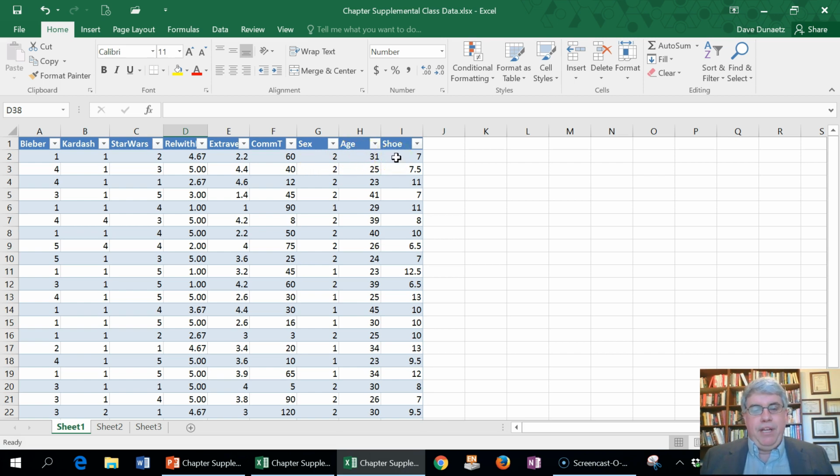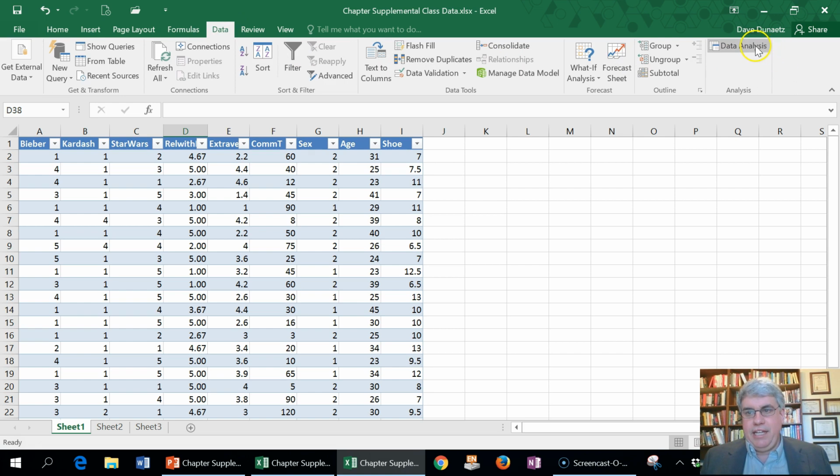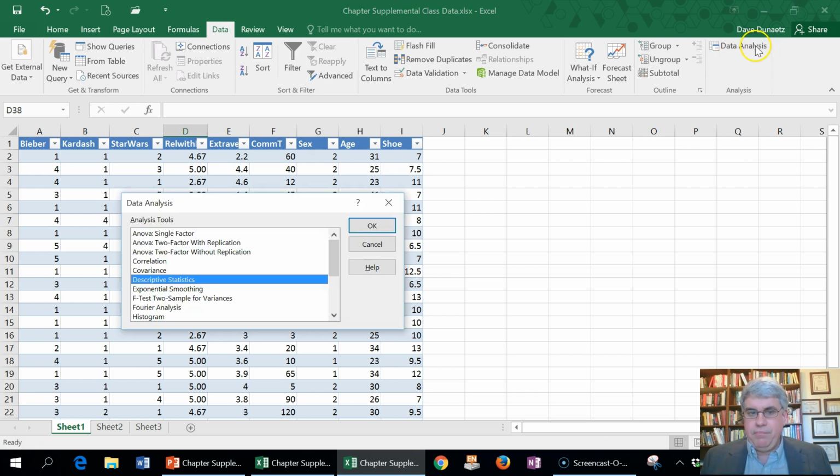We want to find out if we can predict who is more likely to like Justin Bieber using these 3 variables, and which of these variables are significant predictors and which ones aren't. So that's what we're going to do here. So we go to Data and Data Analysis, which you should have installed, but you can see the video on how to do it if you don't. We're going to go to Regression.